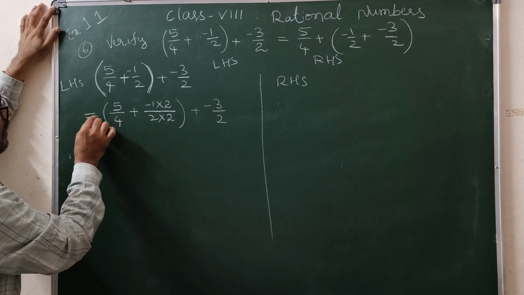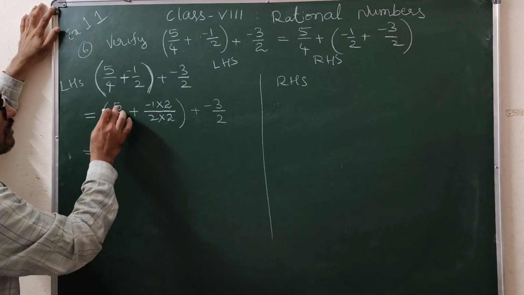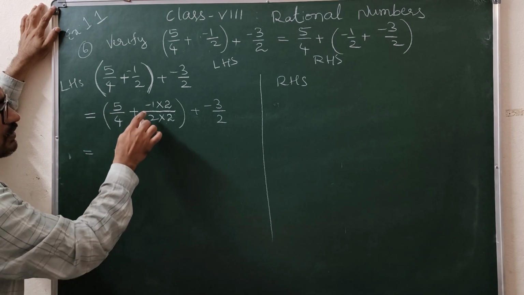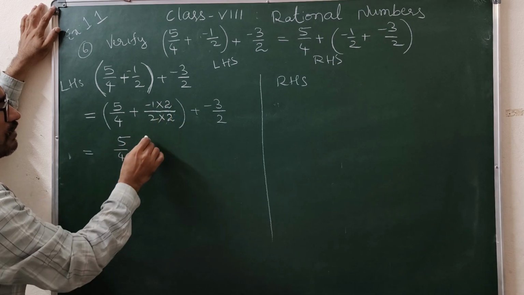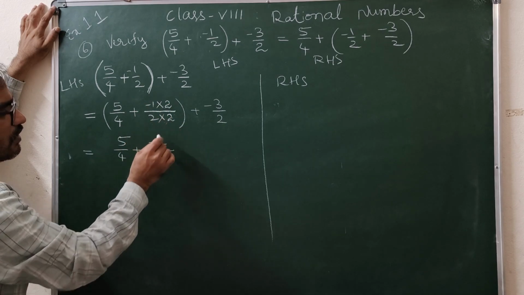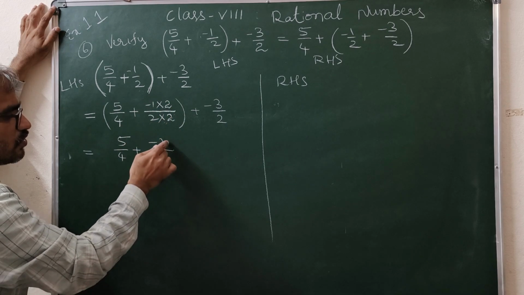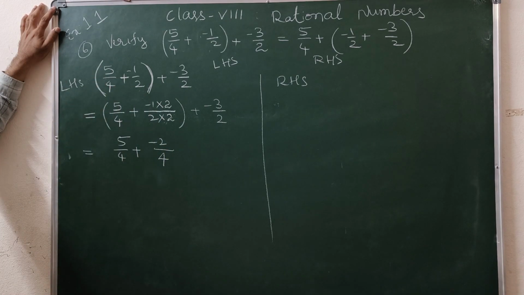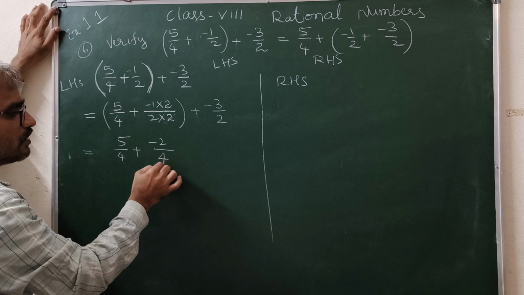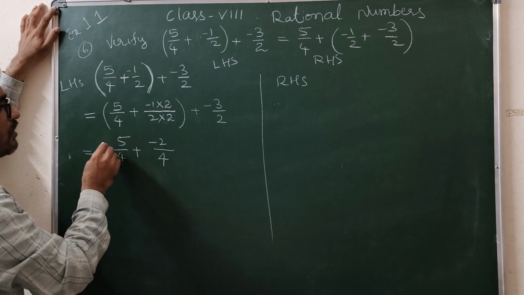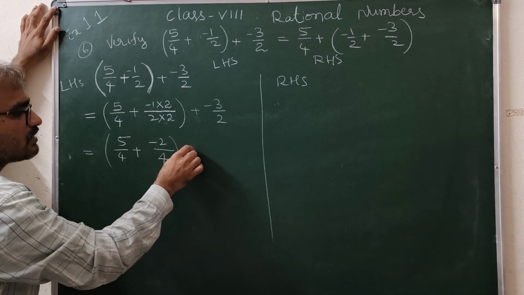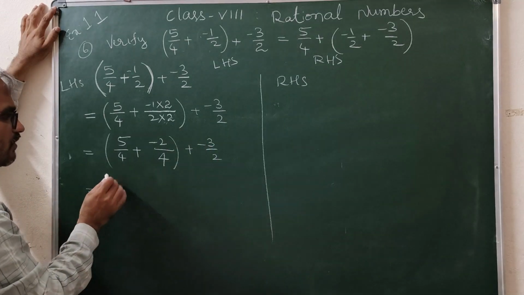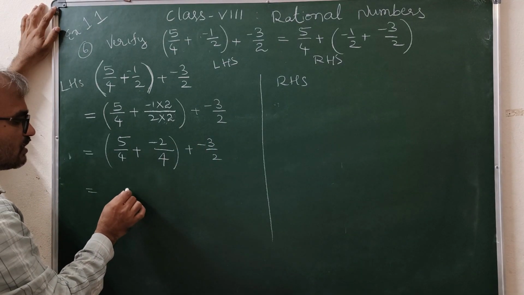So after every step you have to write the equal symbol. So this is 5 by 4 plus, minus 1 into 2 is minus 2, 2 into 2 is 4. That is minus 2 by 4, the equivalent fraction of minus 1 by 2. 2 ones, 2 twos, again you will get minus 1 by 2. Now denominators are the same. We can simplify. Minus 3 by 2 equals. Denominators are the same there, no?